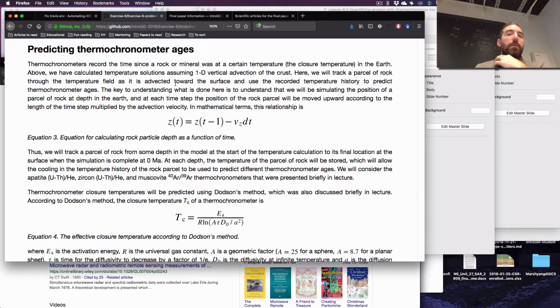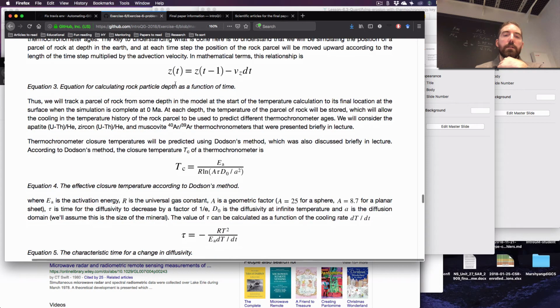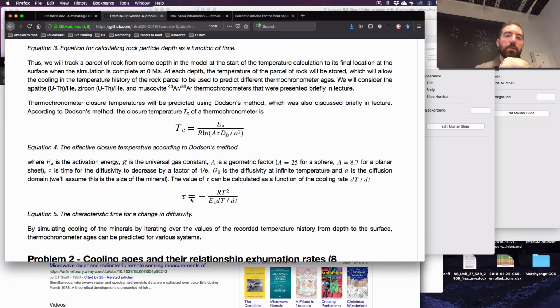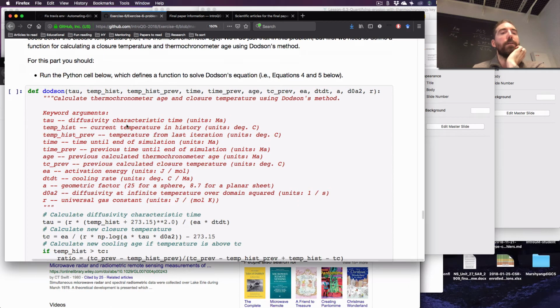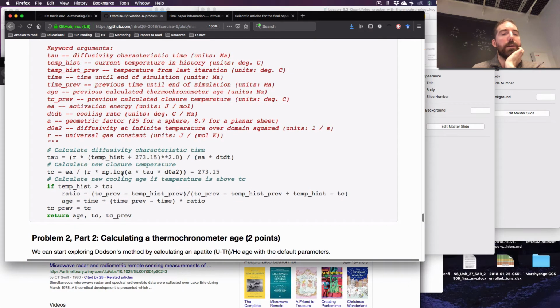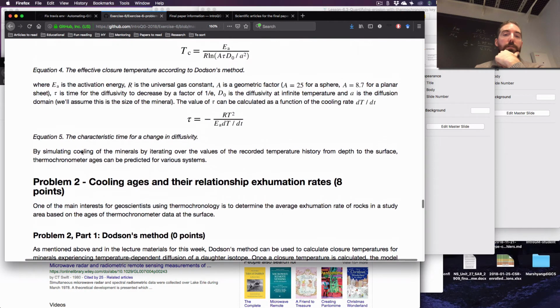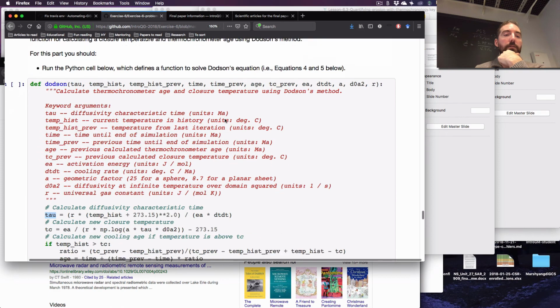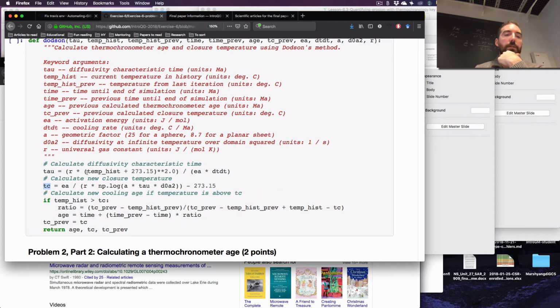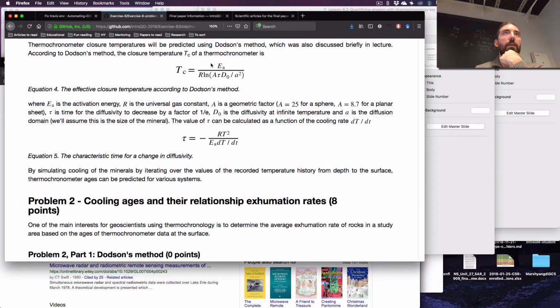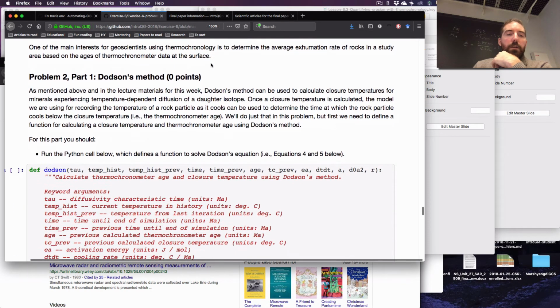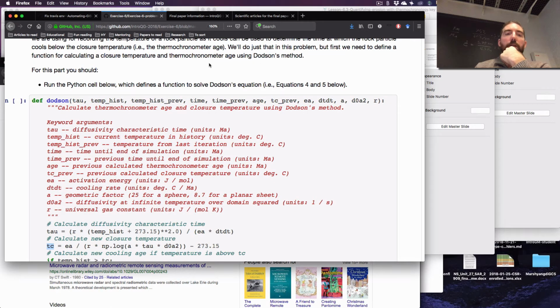After that, we go to predicting thermochronometer ages, and again, this is done for you. This Dodson stuff has two pieces here: calculating tau and then calculating the closure temperature. That's already done down here in a function called Dodson. It's also not that bad. There's a whole bunch of stuff you have to pass into it, but in terms of what it does, the tau equation is basically just this, and it's really not that complicated. And the Tc is the closure temperature, and that's Tc here. So again, just take a look at the function.